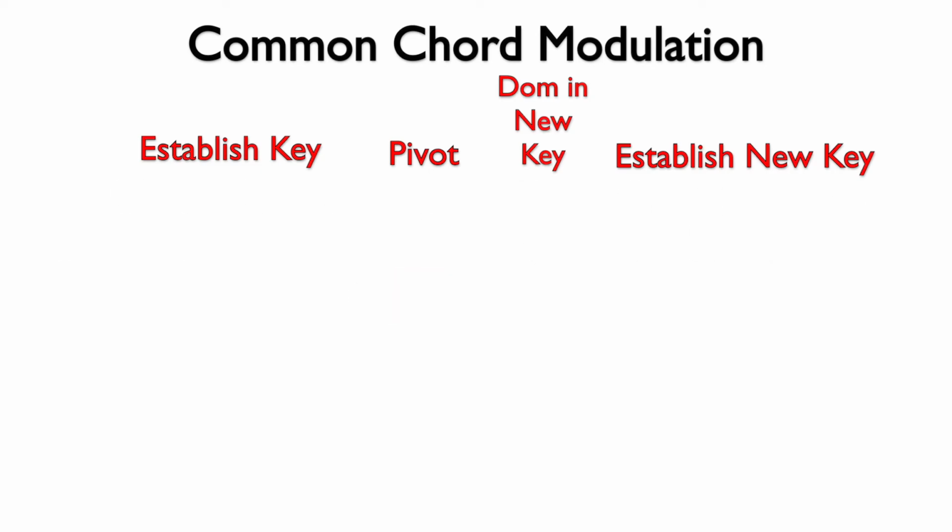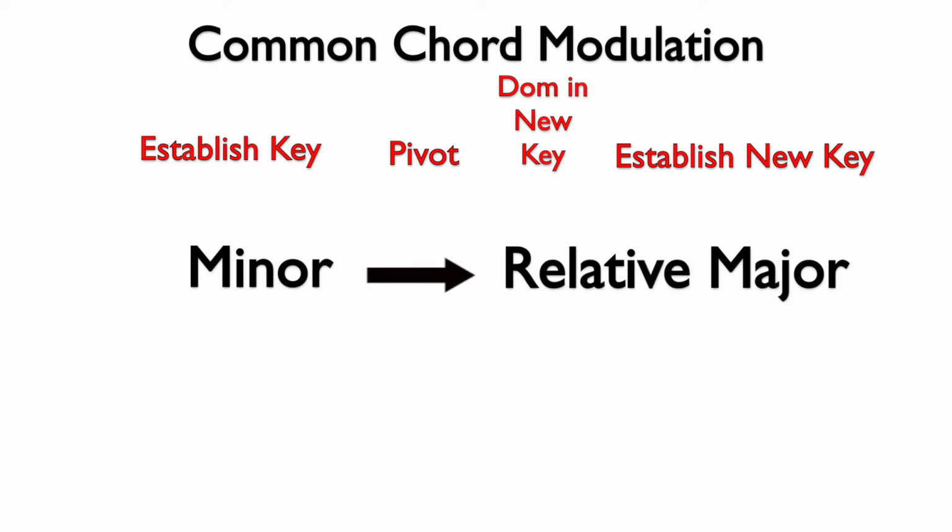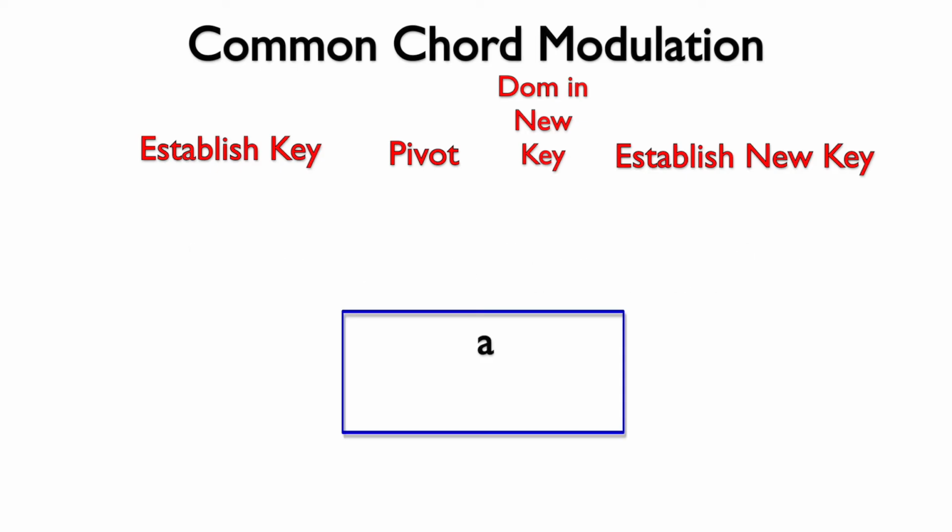If the first key of a composition from the common practice period is minor, the likely first modulation will be to the relative major key. Here is a diagram of the keys that are closely related to A minor. These are found 1 clockwise and 1 counterclockwise from A minor on the circle of fifths.